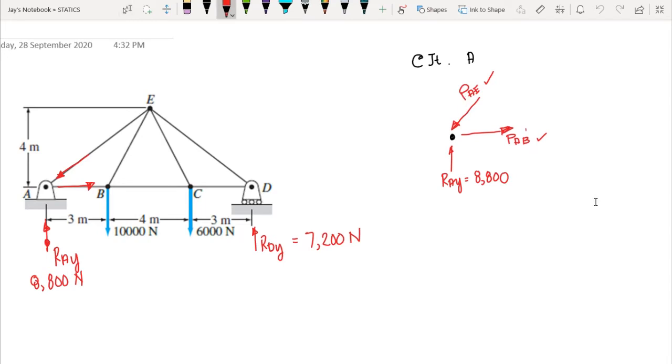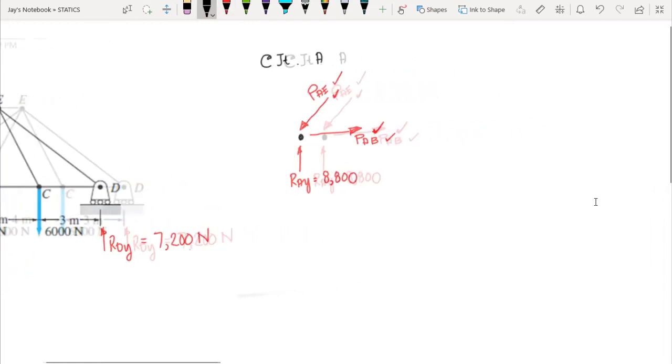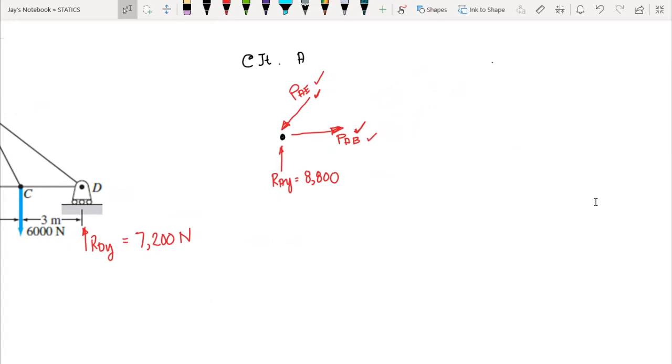And those are PAB, since this one is acting horizontally, and the horizontal component of AE. Now take note, PAE here has two components, the horizontal and the vertical component. So if this one is PAE, it has a vertical component, let's say PAEV, and a horizontal component, let's say PAEH, or that is the horizontal component here.